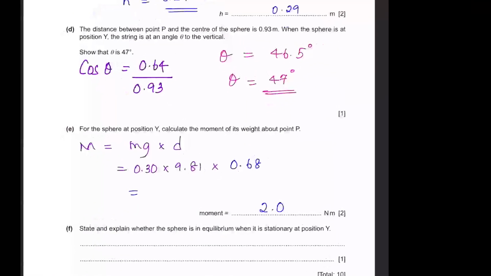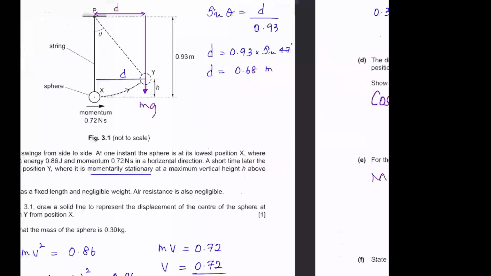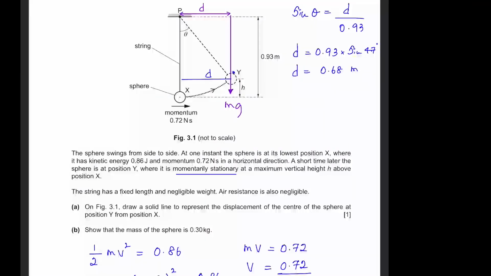State and explain whether the sphere is in equilibrium when it is stationary at position Y. So at position Y, it's momentarily at rest. That means it's at rest for a moment. But is it under equilibrium? No, because there is a moment acting. So if there is a moment acting, it can't be under equilibrium.